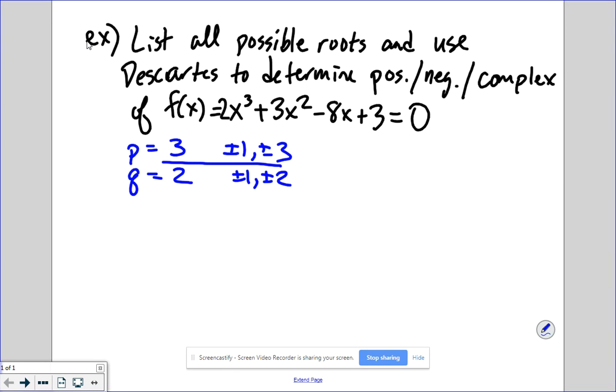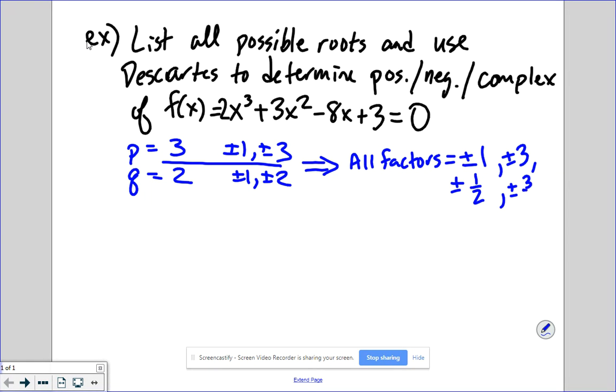So now, we want to list all possible factors. So all the possible roots are plus or minus 1, 1 divided by 1, plus or minus 3, 3 divided by 1, plus or minus 1/2, 1 divided by 2, and plus or minus 3/2, 3 divided by 2. Again, every P has to divide by every Q. Does it make sense how I found those factors? Okay.